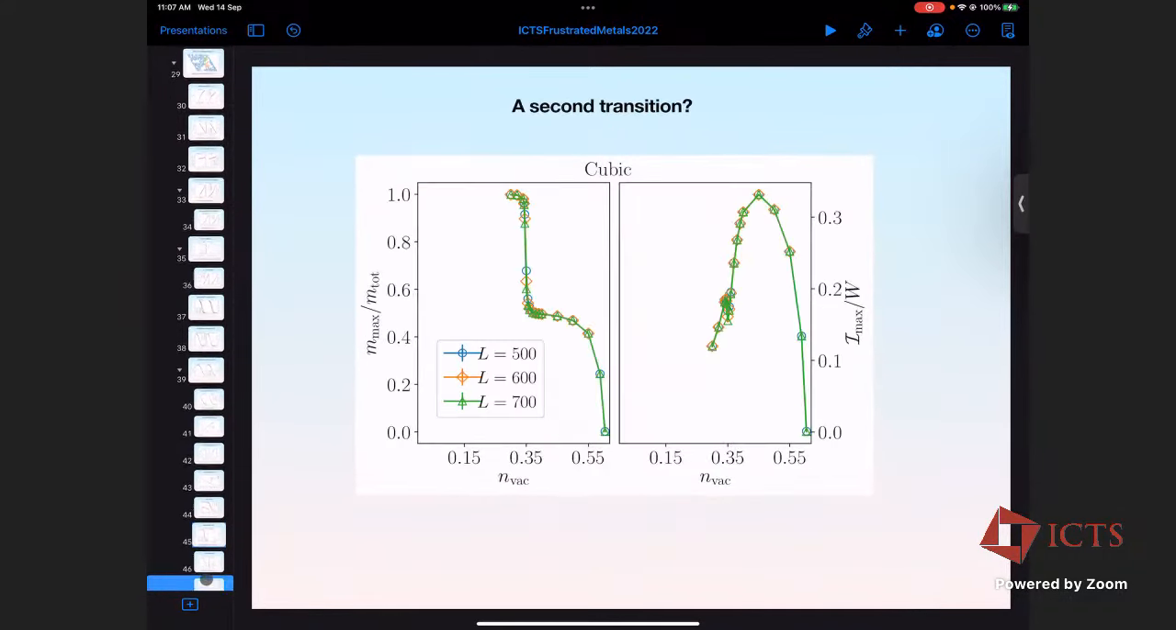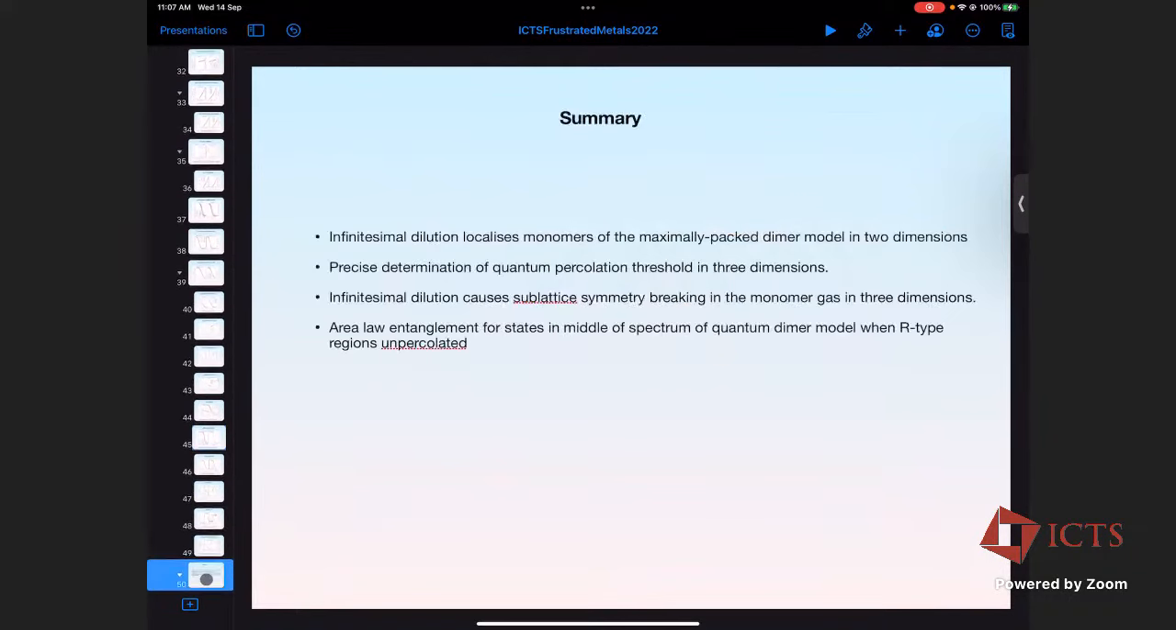Now, why am I interested in it? Let me move on. So the point is, our claims now are that infinitesimal dilution seems to localize monomers of a maximally packed dimer model with site dilution in 2 dimensions. Bipartite, this is. In 3 dimensions, there's actually a percolation transition.